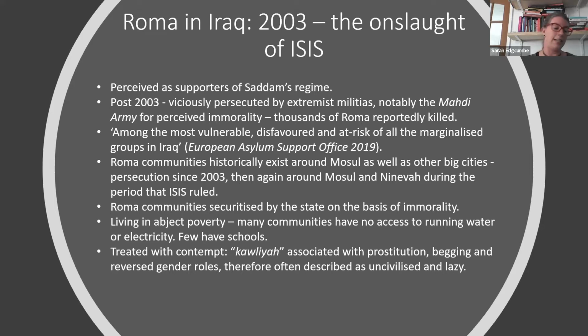In recognition of this, the European Asylum Support Office stated in 2009 that the Iraqi Roma are among the most vulnerable, disfavored, and at risk of all the marginalized groups in Iraq. And during this immediate post-American invasion era, a lot of Roma from federal Iraq fled to Iraqi Kurdistan and also to Syria. So they've been displaced since 2003 onwards. Of course, during the war in Syria, many returned to Iraq, some to federal Iraq, but most to the Kurdish region of Iraq, where they've been physically safer in many respects, but no less stigmatized.